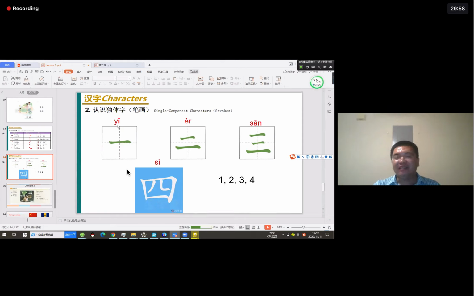Number one is 一. Number two is 二. Number three, 三. And number four is 四. So 1, 2, 3, 4, 一, 二, 三, 四.